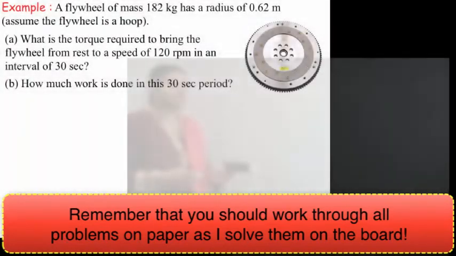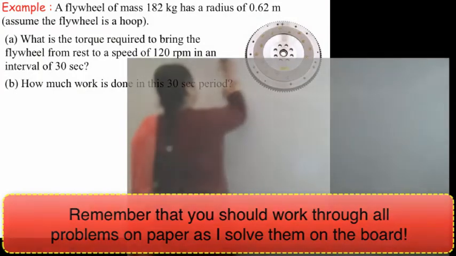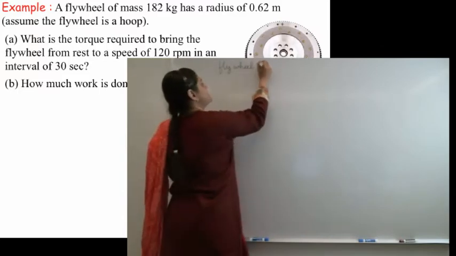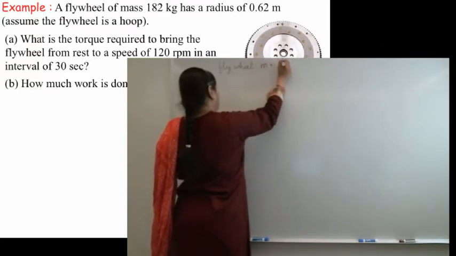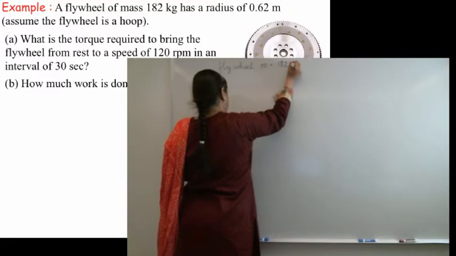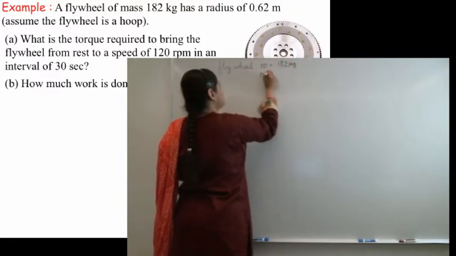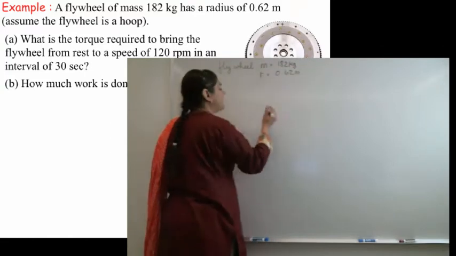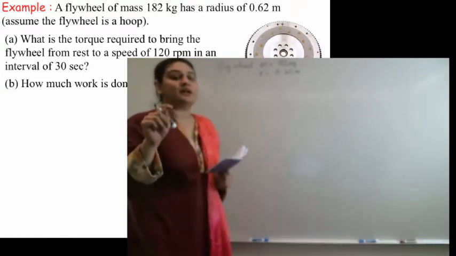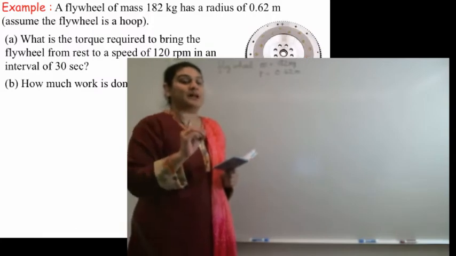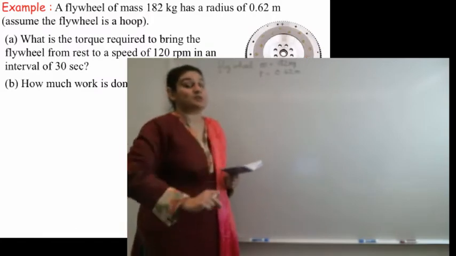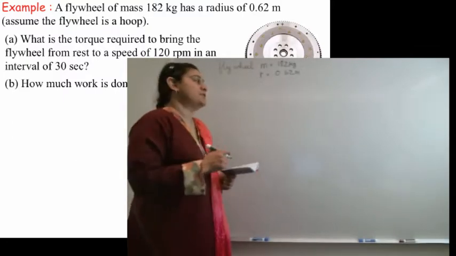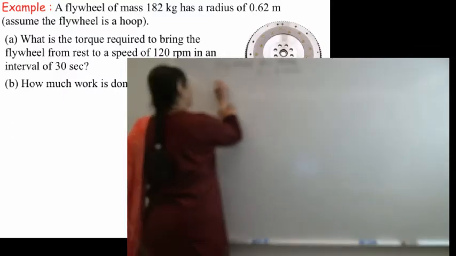So in this question, they give us a flywheel with a mass of 182 kilograms, and they give us the radius of the flywheel to be 0.62 meters. In part A, they ask, what is the torque required to bring the flywheel from rest to a speed of 120 RPMs, which is revolutions per minute, in an interval of 30 seconds? So let's look at part A.